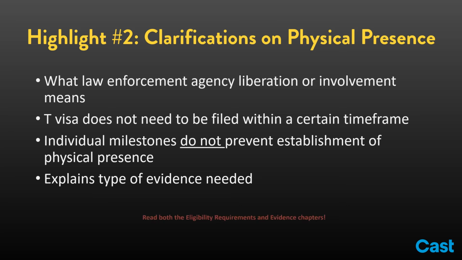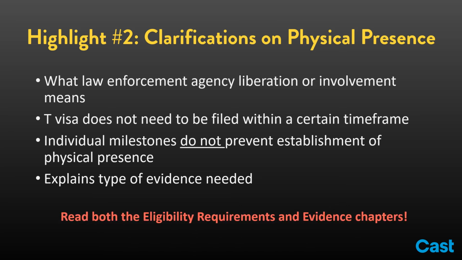Additionally, the policy manual provides thorough explanations on what type of evidence is necessary to demonstrate physical presence. Reviewing both the eligibility requirements chapter and the evidence chapter for physical presence will provide additional important information about how to establish physical presence. For example, in the evidence chapter, the manual states that a victim who is liberated from a trafficking situation is not exempt from showing their current presence is on account of trafficking, which could be interpreted differently from how the eligibility chapter suggests.